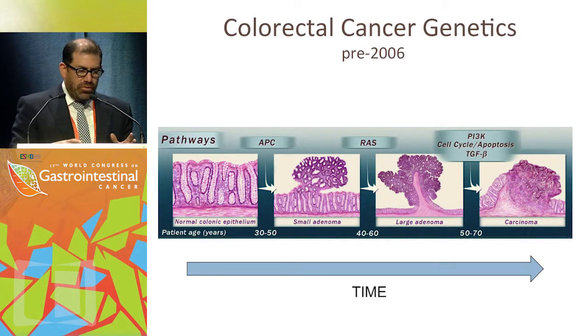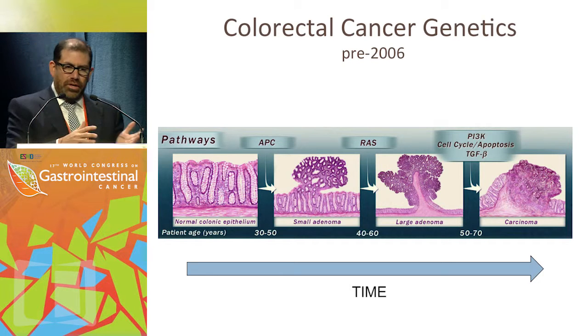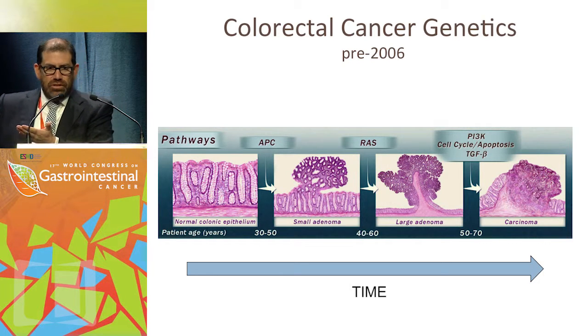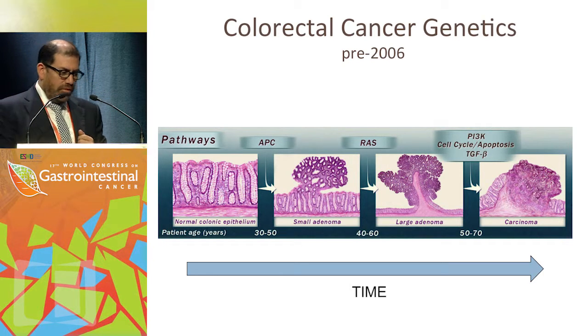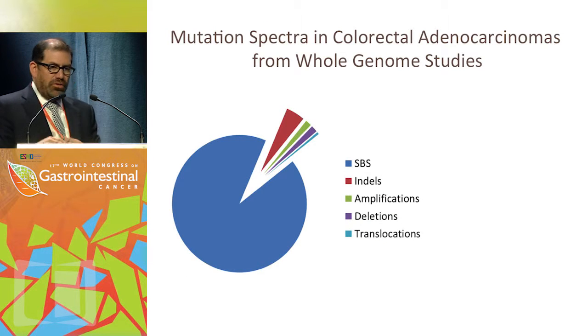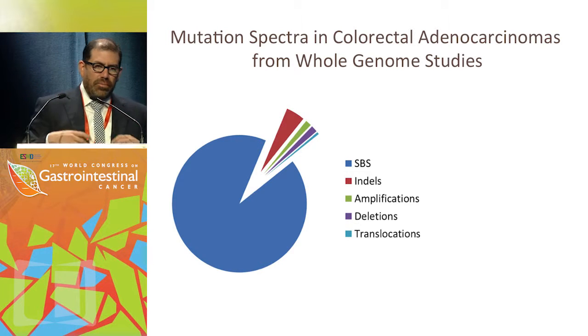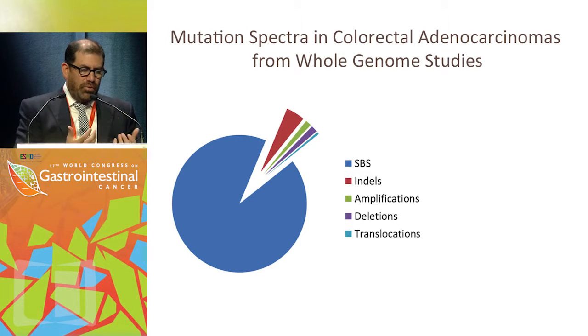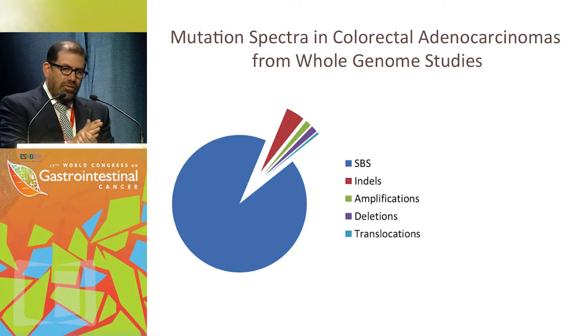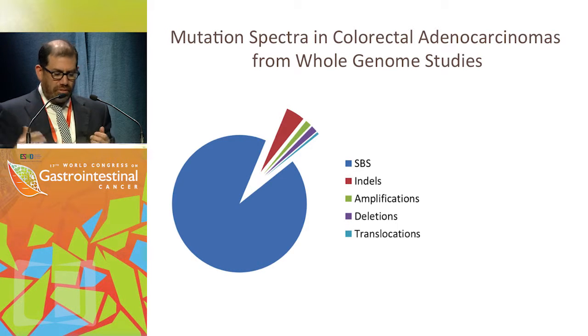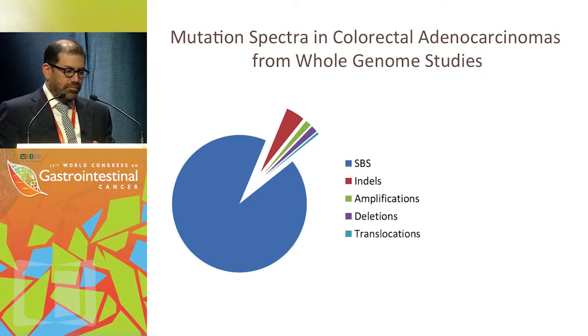And pre-2006, what we understood about colon cancer was that it was just a handful of genes that caused the progression, and this happened over time. Now what we understand, because of the sequencing studies, is that the type of alterations are primarily what we call point mutations, or single base pair substitutions, here in the blue. And the other type of alterations, like deletions or insertions, amplifications, or translocations, are quite rare in colon cancer.